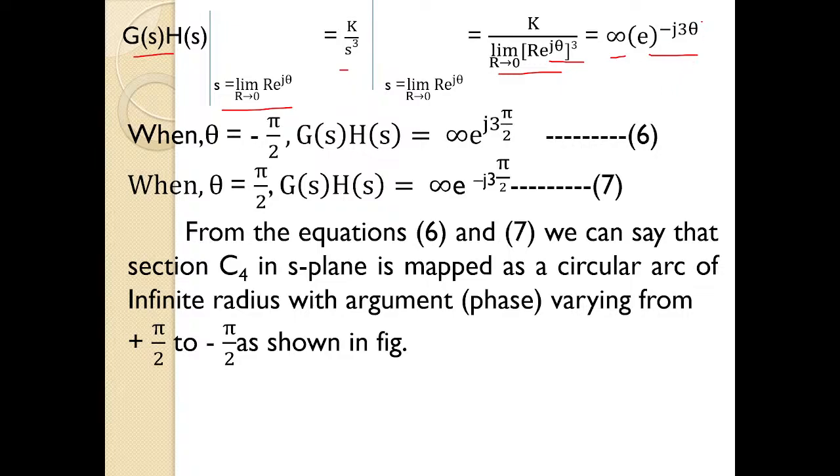Now radius is infinity. What about theta value? Theta varies for this C4 section from minus pi by 2 to plus pi by 2. So substitute theta equal to minus pi by 2 in G of S H of S. That is G of S H of S is equal to infinity e power j into 3 pi by 2, since minus into minus gives plus. So when theta equal to pi by 2, substitute in G of S H of S, that is radius is infinity e power minus j 3 pi by 2 you will get. So radius is infinity and theta varies from plus 3 pi by 2 to minus 3 pi by 2.